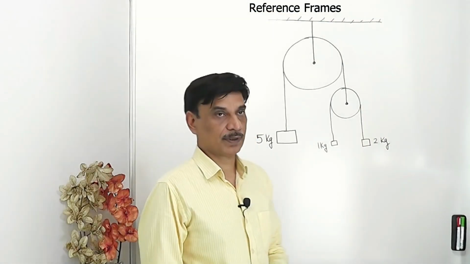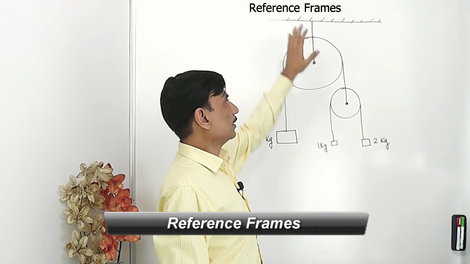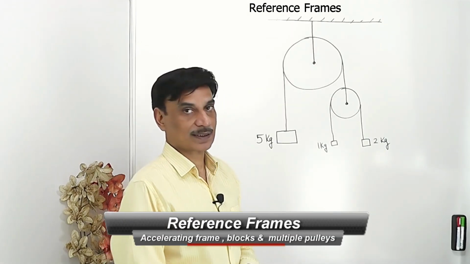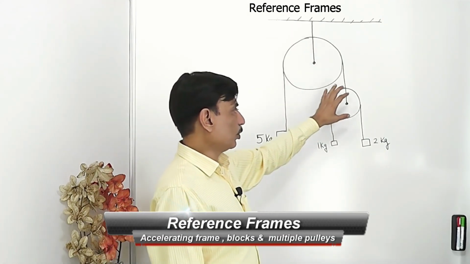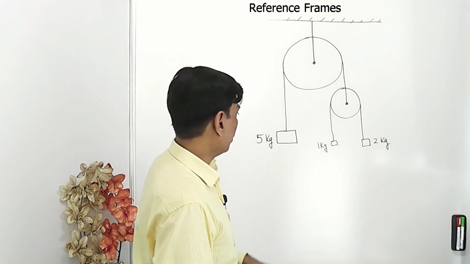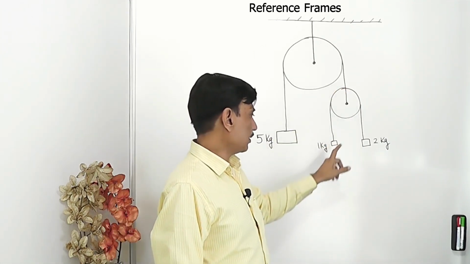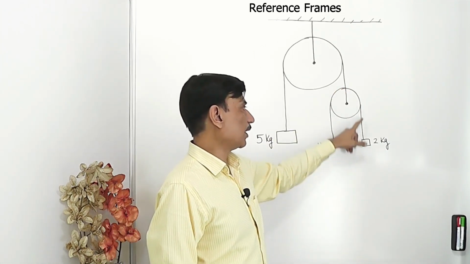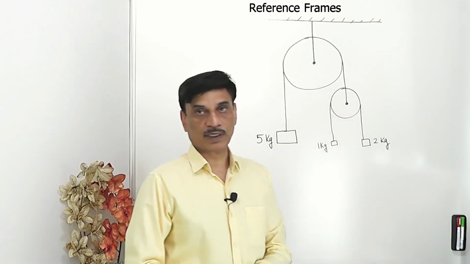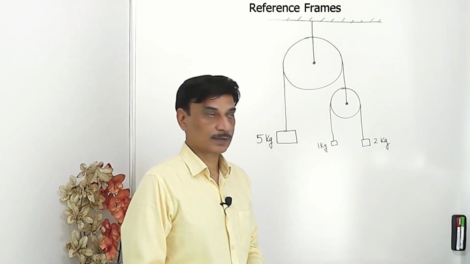Let us take an example where a massless pulley is hanging from a rigid support with the help of a massless string. There is another pulley also. All the strings are massless, and over here there is a mass of 5 kg, and onto this pulley there are masses of 1 kg and 2 kg connected to each other through a string. We are asked what are the accelerations of these 3 blocks.